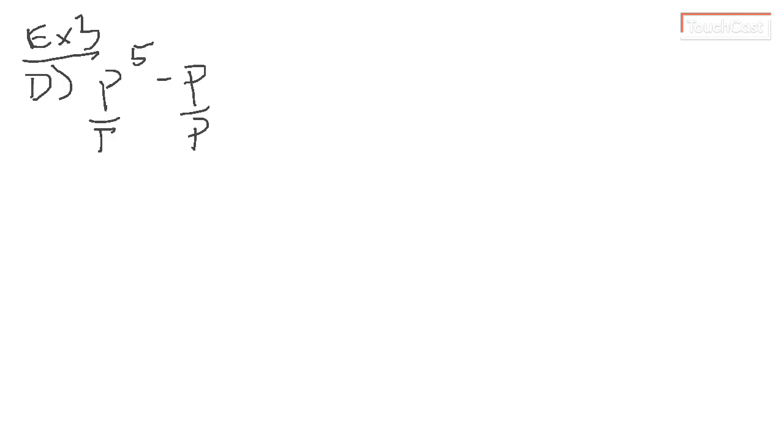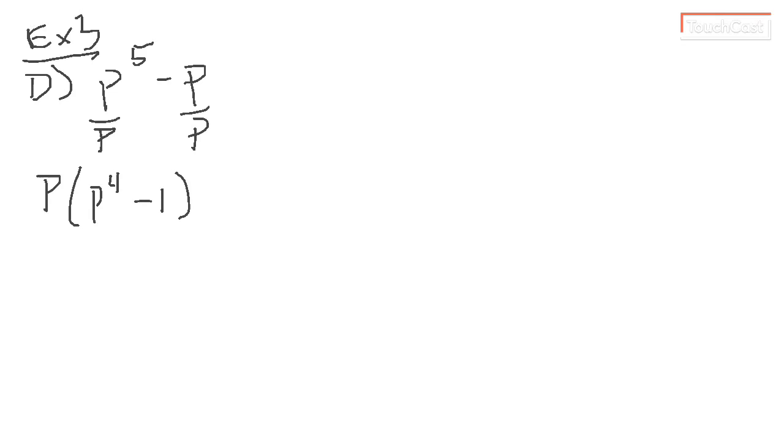So this is still example 3, but this time this is D. We're still factoring it completely. So we have p to the 5th minus p. Now they both have p, so we're going to factor out a p. We're going to have p times p to the 4th minus 1.